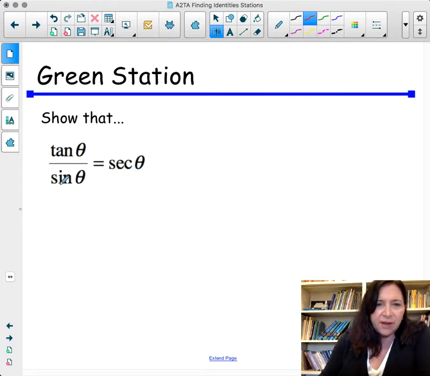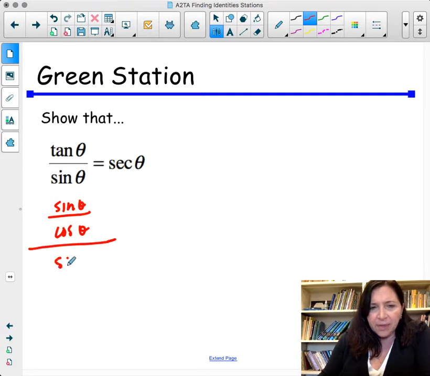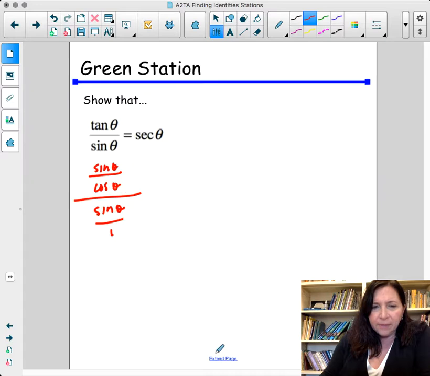So for this one, we have tangent of theta divided by sine of theta, so that's going to be sine of theta over cosine of theta divided by sine of theta. And in this case, this is over 1. So we're going to divide. This line here means divide. So that's going to be sine of theta over cosine of theta divided by.